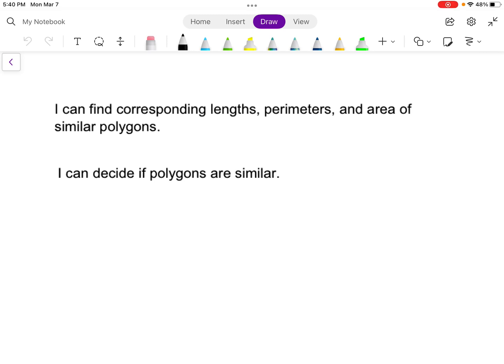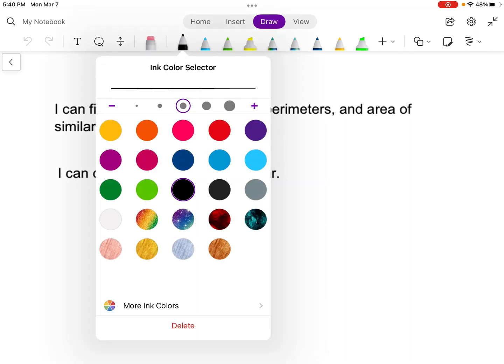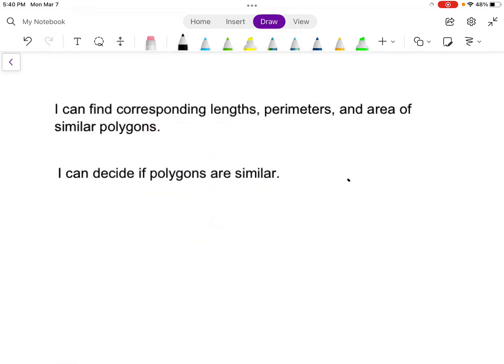In 8.3, we're going to look at, we talked a little bit about similarity in the last section, right? We said if you can show two shapes or figures are similar, if you can match them up through a series of rigid transformations and dilations. So we're going to look at a different way you can show that polygons are similar. So now we're not talking about any figures, we're talking specifically about polygons. So I can decide if polygons are similar, and I can find corresponding lengths, perimeters, and areas of polygons.